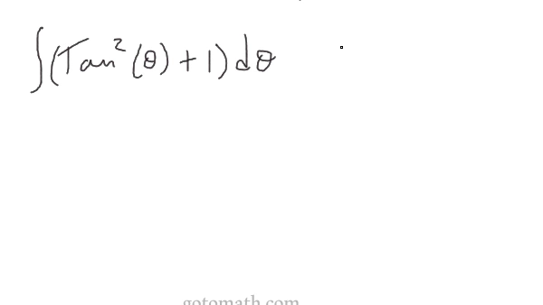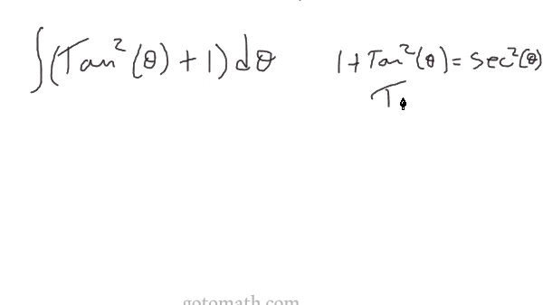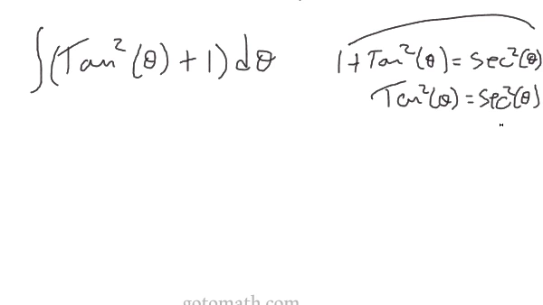So we're going to need to use a Pythagorean identity, and that is that 1 plus tan squared theta is equal to secant squared theta. Okay, so we just want to solve for tan squared theta here, and what we end up getting is tan squared theta is equal to secant squared theta, and then bringing this 1 over to the other side, minus 1. So we're going to do that substitution, secant squared theta minus 1.